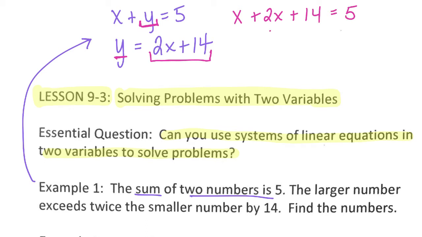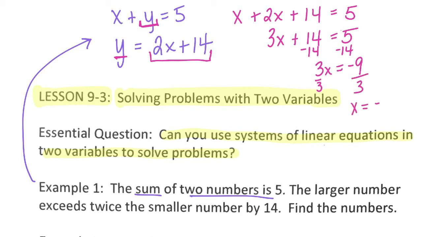Add like terms, 3x plus 14 equals 5. Subtract 14 over, and 3x equals negative 9. And when I divide each side by 3, x is equal to negative 3. That's only half of my answer because I do need an xy coordinate.